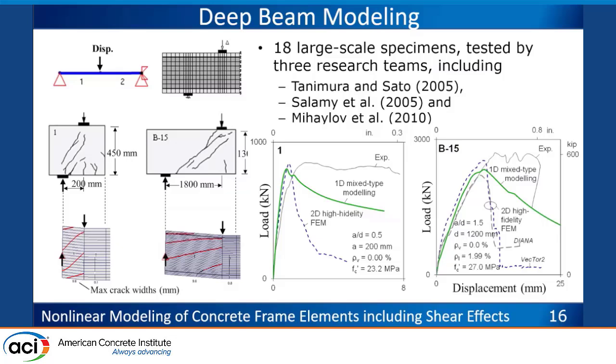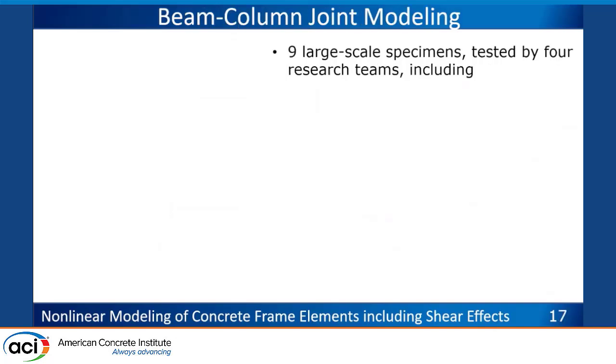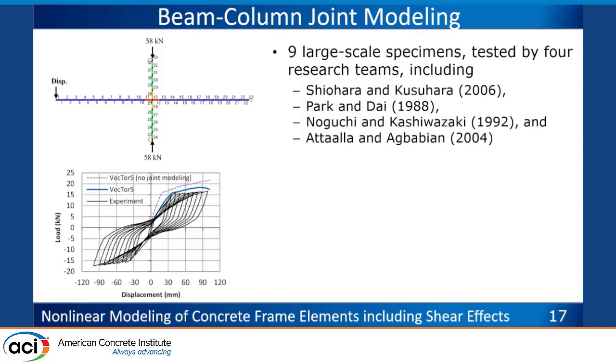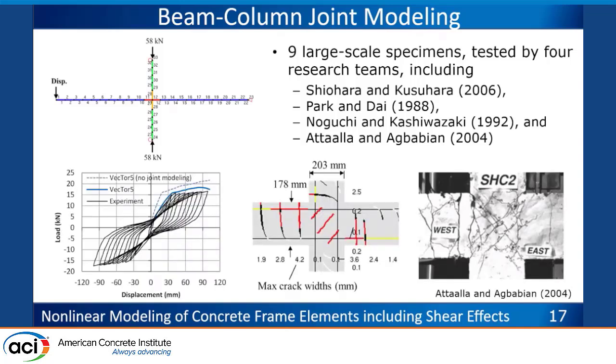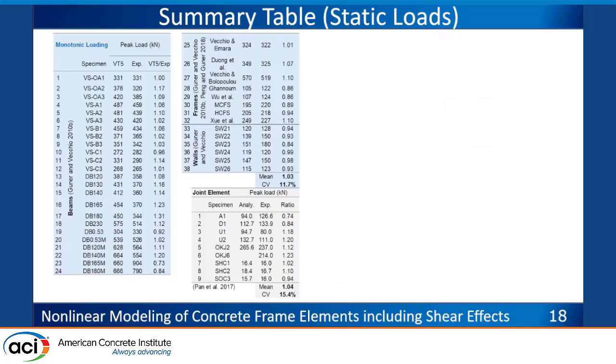This is another one, as you can see, pretty comparable, even better in some aspects than two-dimensional high fidelity finite element. We have a paper on this one, so I'm not going to go too much into this. Beam column joints, you can see with no joint modeling. If you model joints, this is what you are going to be getting: bond slip, joint shear cracking. That's another option, so you would model your joints using this element.